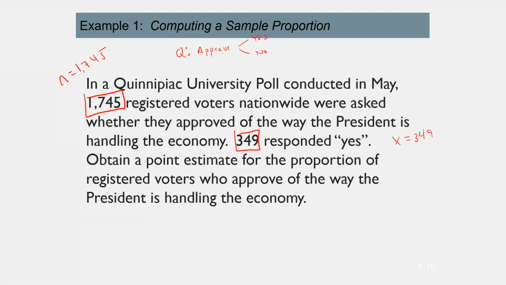So obtain a point estimate. This point estimate is a single value statistic. In this case, the point estimate, the single value statistic for the proportion of registered voters who approve of the way the president is handling the economy is p hat. So we want to find p hat. If I want to find the sample proportion, I would take what and divide it by what?